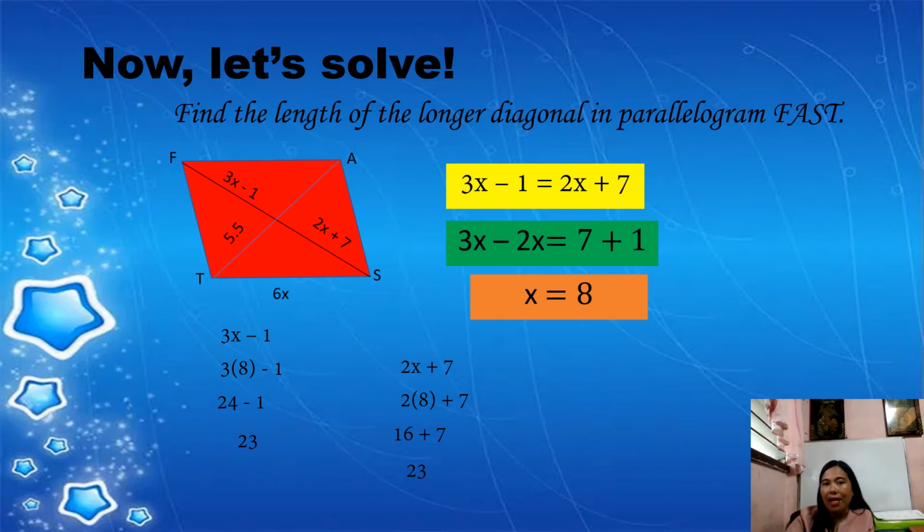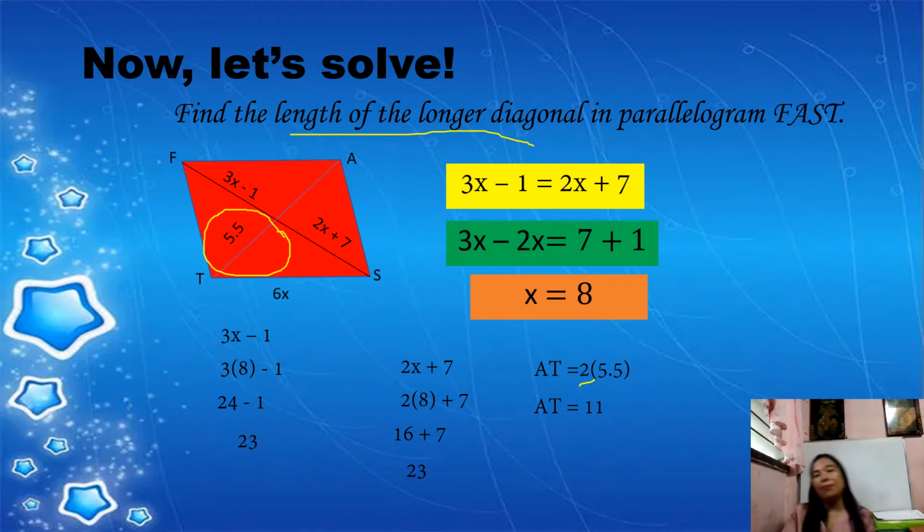The problem asks for the length of the longer diagonal. So therefore, we need to find AT and FS. Now, since we have AT, the given for AT is 5.5, which is only half of AT. So we need to multiply it by 2 to get the whole part of AT. So we have 2 times 5.5 is 11. So AT is then equal to 11.